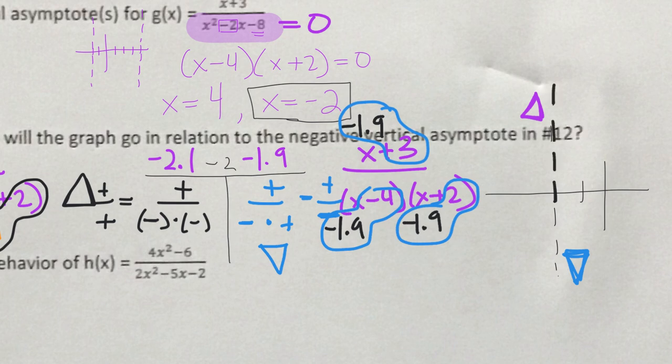Okay, so this is using our table, right? T stands for table. We make a table to decide whether your graph goes up to infinity or down to -infinity.